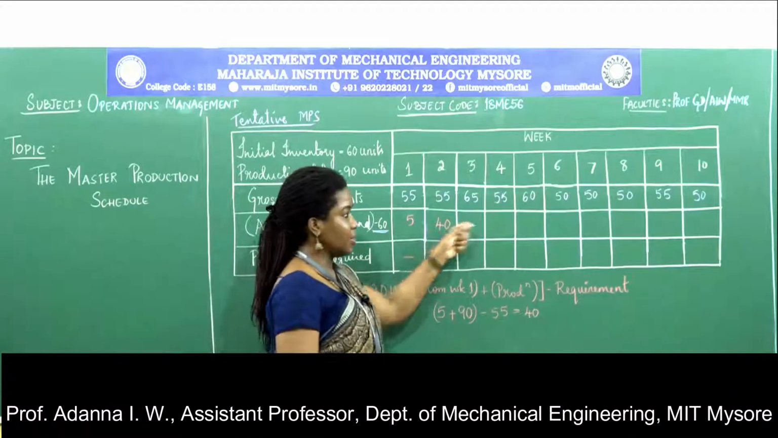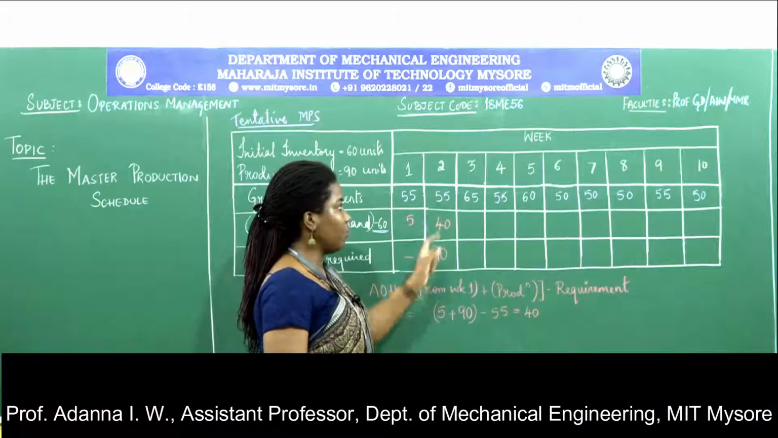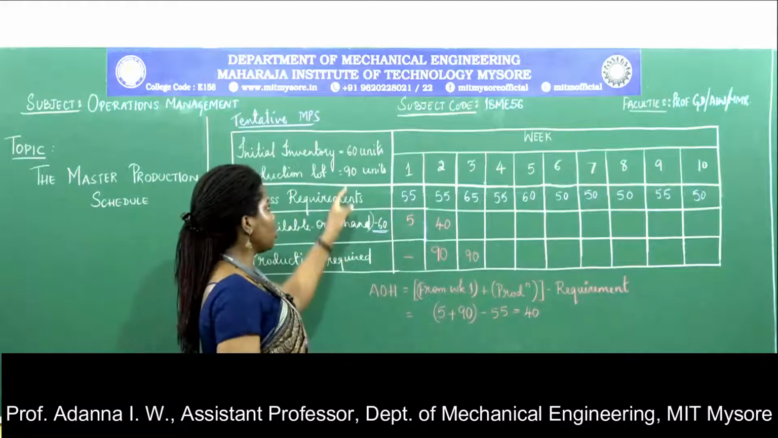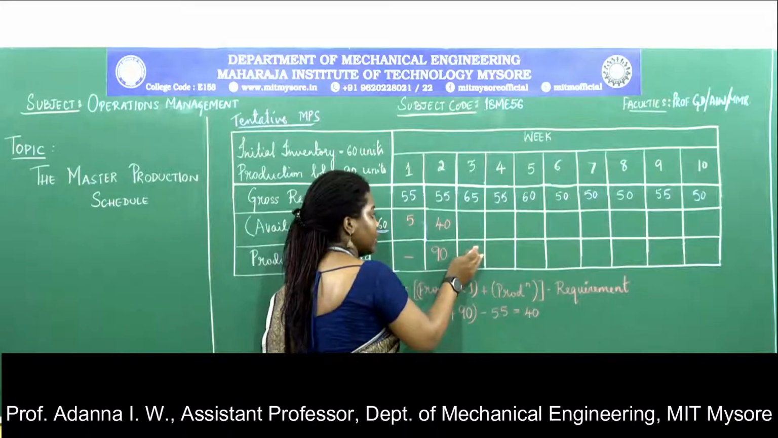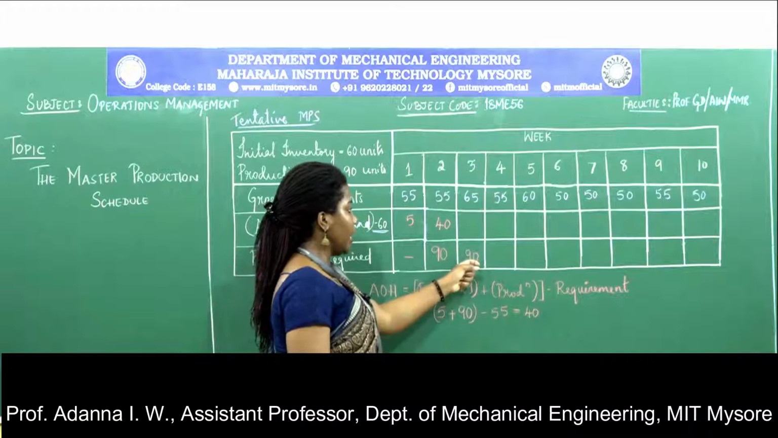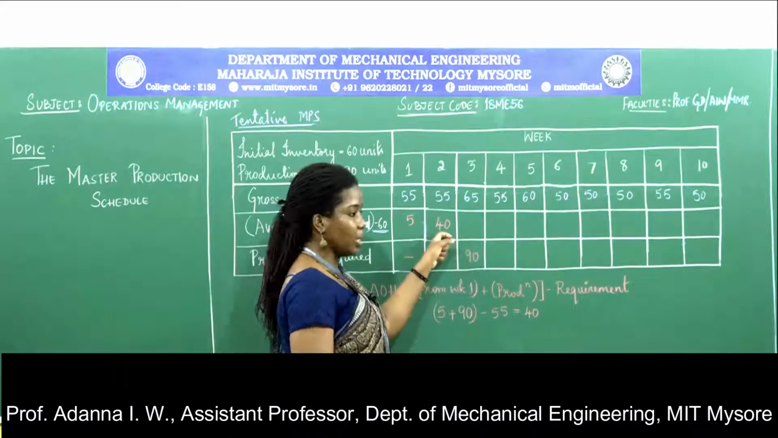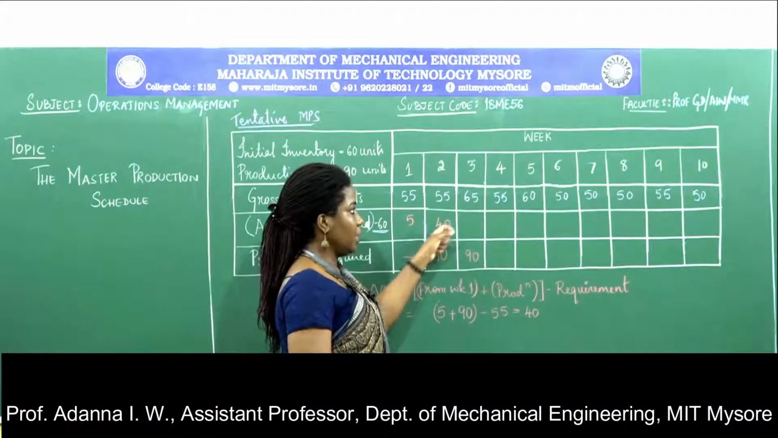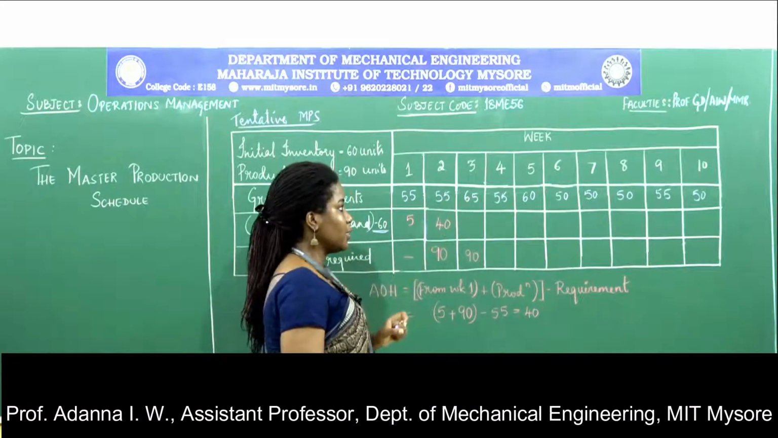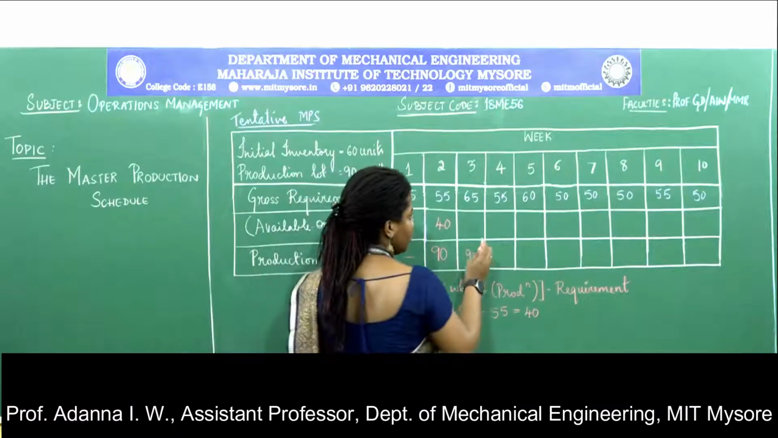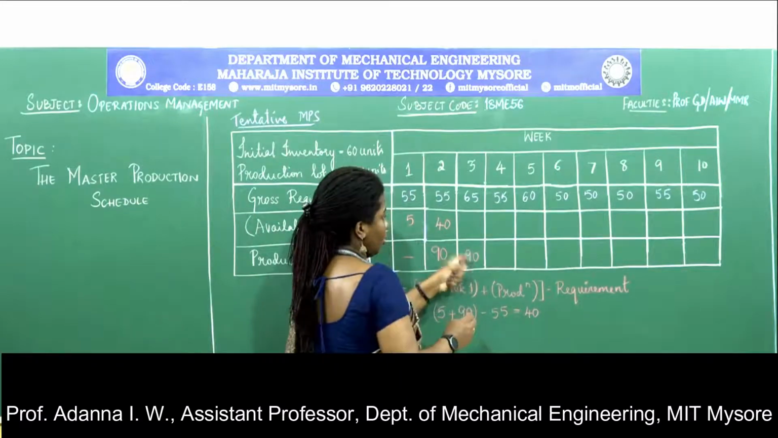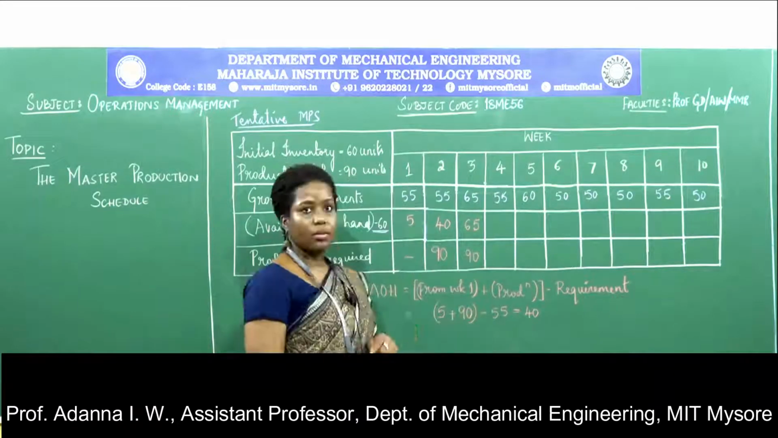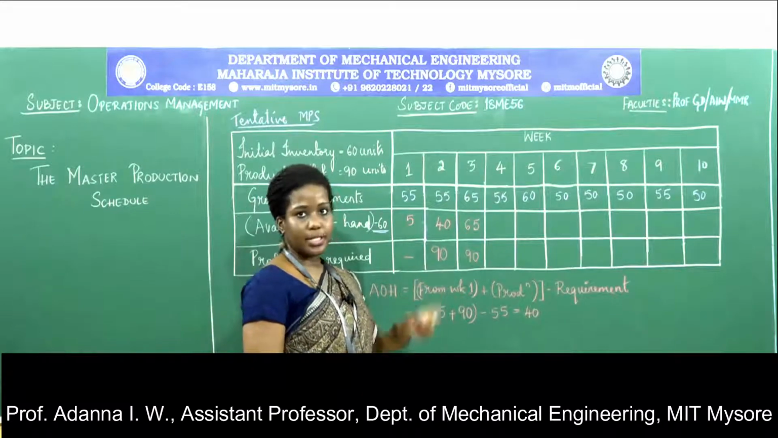Again, moving on to week 3, 65 is the requirement, and we have only 40. Again, production has to be carried out, always in lots of 90 units, nothing less than 90 units. So here, 90 plus 40 minus 65. So this will give us how much? At the end of this week, we will get 65. So at the end of week 3, we have 65 units.